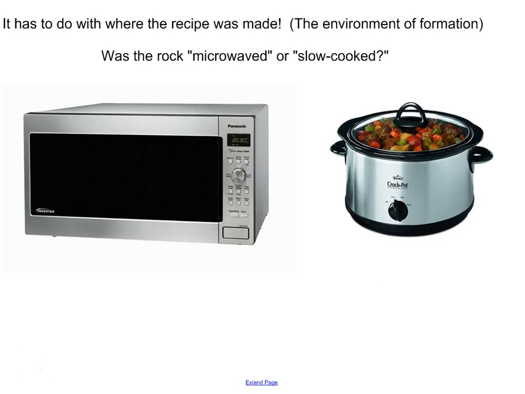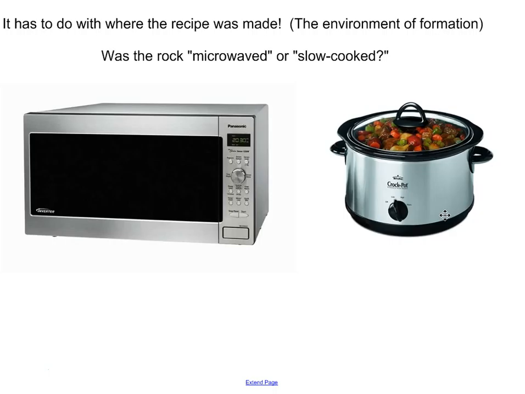So the reason why they have different names has to do with where they were made, or what we call the environment of formation. And we're going to look at, was the rock quote unquote microwaved or slow cooked? If you cook something in the microwave, you want it fast, and it may take a minute or a couple minutes tops. If you want to have a better meal, in my opinion, you cook something in a crock pot, which is a slow cooker, and it cooks for hours and hours, 6 hours or even more.